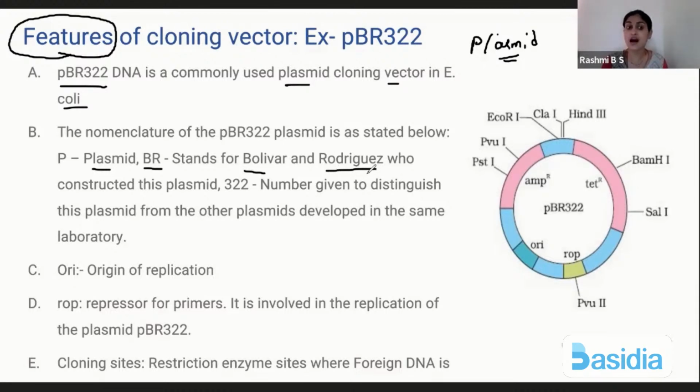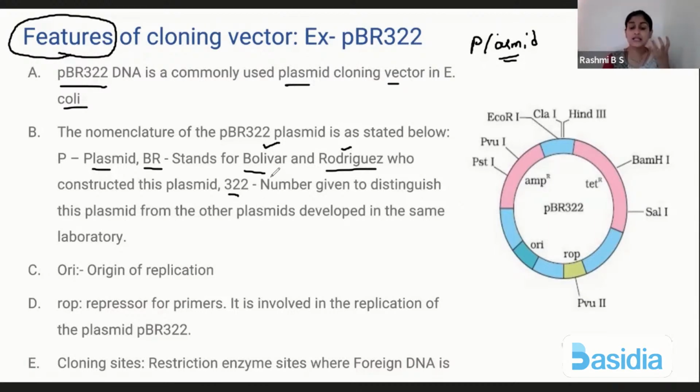Bolivar Rodriguez, BR. The plasmid was discovered by two scientists, Bolivar and Rodriguez. And what is the number 322? This plasmid model was the 322nd invention in the lab where they were working. So look at how many models they have developed. They are wonders, right?